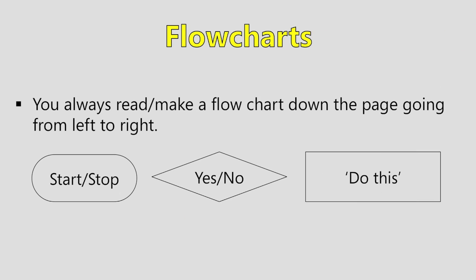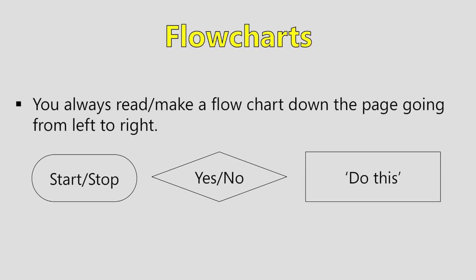With flowcharts, if you're asked to draw a flowchart, which you might be, it's important that you always make a flowchart going down the page, or left to right. Start and stop should be in a bubble sort of thing. Yes or no should be in a diamond. And a command, a do this, should be in a box.